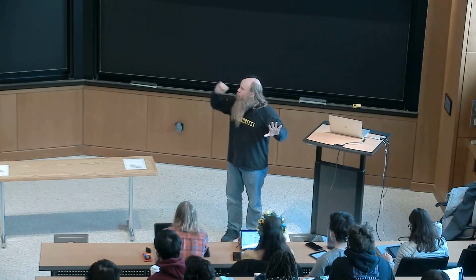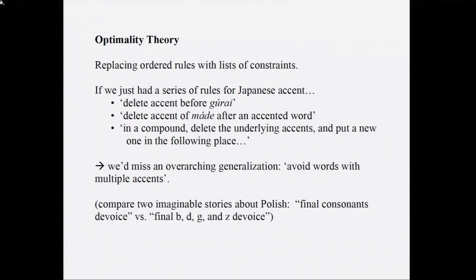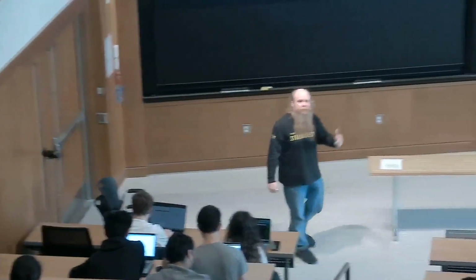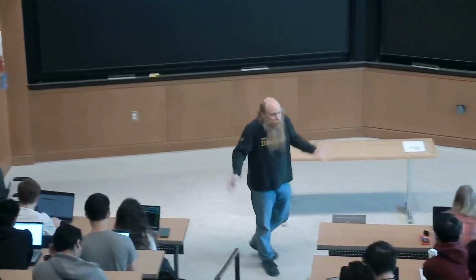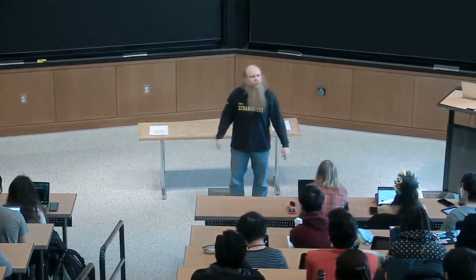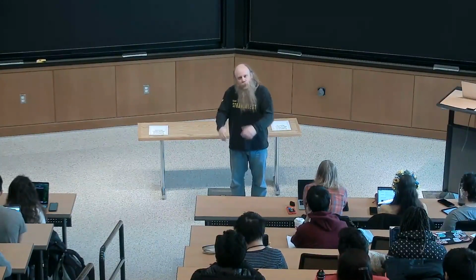And so what I'm inviting you to do at the end of this slide is to imagine 2 kinds of stories about Polish. One that would say, yeah, final consonants devoice in Polish. And another that would say, well, there are 4 rules, actually. There's a rule that says B devoices when it's final, and a rule that says D devoices when it's final, and a rule that says G devoices when it's final. Both of those would capture all of the Polish facts. One of them is clearly better. So we want to understand why we get the particular phenomena that we do in Polish.